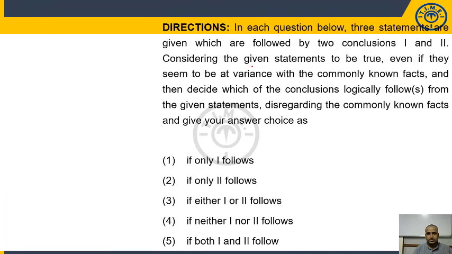Now, deductions questions. In each question below, three statements are given, followed by two conclusions, 1 and 2. So it is about 3 statements and 2 conclusions. Choice 1 is only 1 follows. Choice 2, only 2 follows. Choice 3, either 1 or 2 follows. Choice 4, neither 1 nor 2 follows. Choice 5, both 1 and 2 follow. Now come to question number 1.